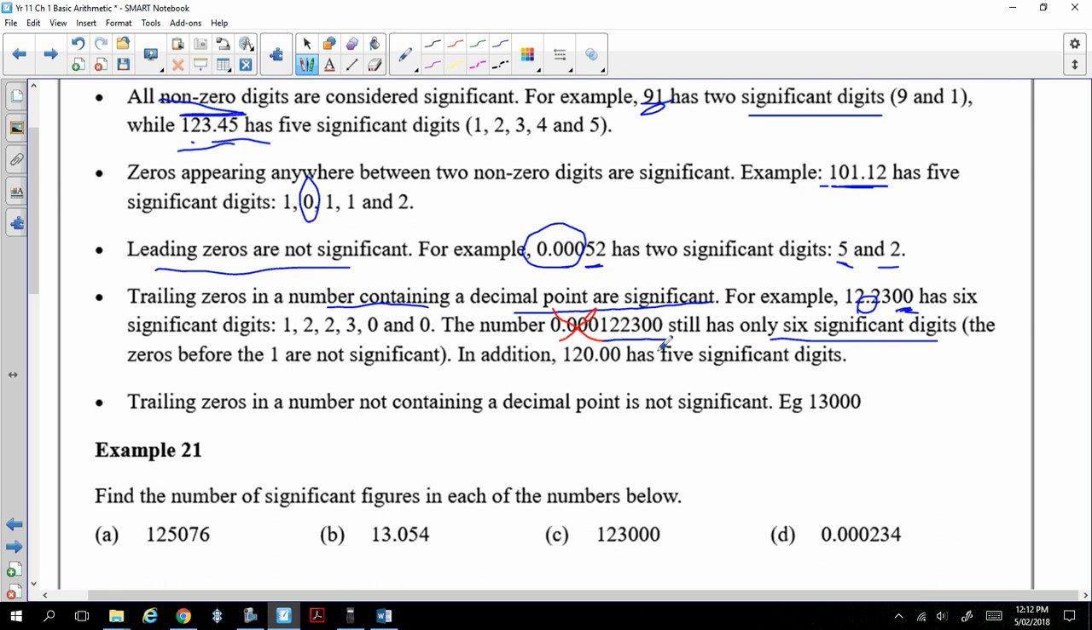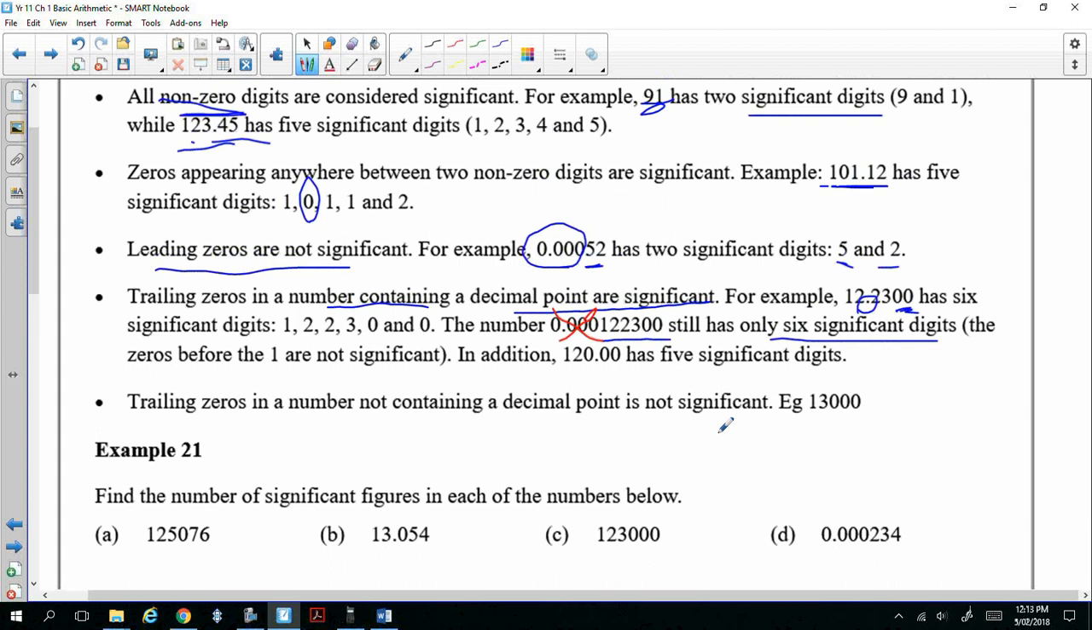If you write it, it's counted as significant. If you don't write it, it's not significant. So there will be infinite 0s, but if you write it, it means there's 1, 2, 3, 4, 5, 6. That's where it stops because you stop writing. But if you write more, you'll have more significant figures. It's more accurate, because it means that I'm certain that these 2 are 0.